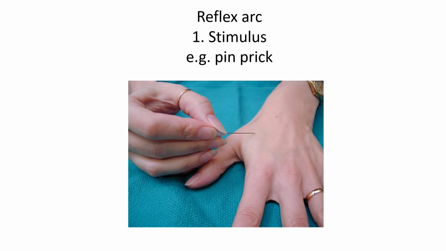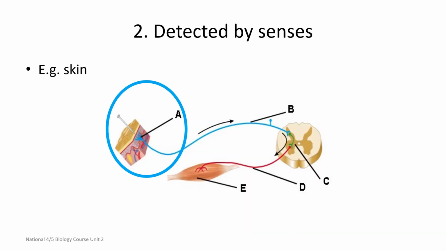So if somebody pricked you with a pin, your stimulus would be the pinprick, and it would be detected by the sensory receptors in your skin. So the pinprick is detected by your sense receptors in your sensory organ, which is the skin. And then we should know the next part. So this message will then get transmitted by the first neuron, which is always your sensory neuron.